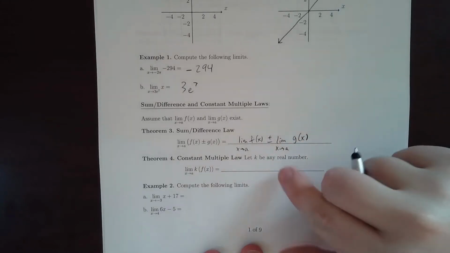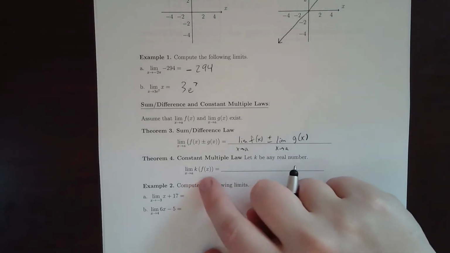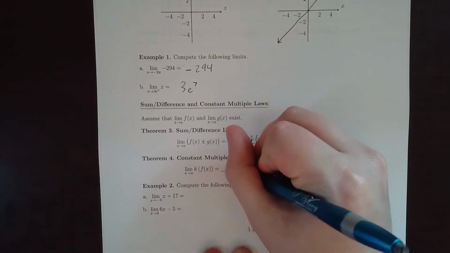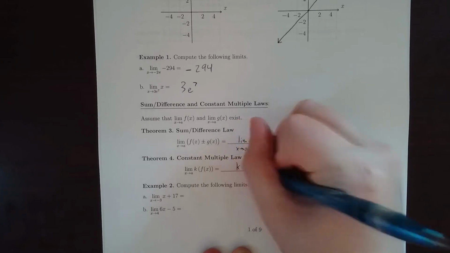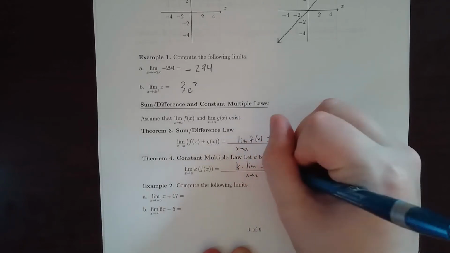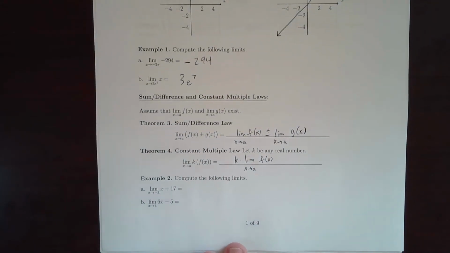Alright, now let's say that k is some real number. If we've got the limit as x approaches a of that real number k times f of x, this will be the same thing as taking k times the limit as x approaches a of f of x. So just multiplying by a constant, we can basically ignore it when working out the limit. And so that'll be fairly simple.